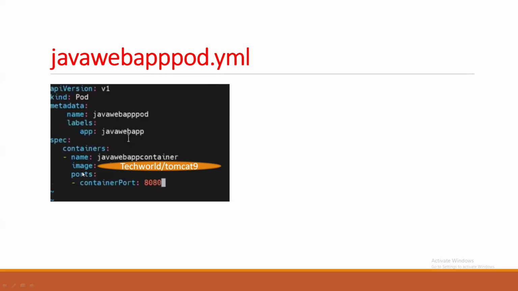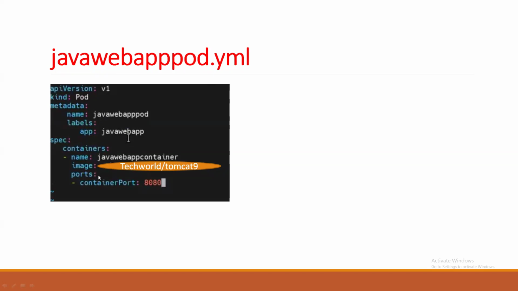Spec is the most important, guys. Kind, API, spec. Spec is nothing but specifications. In the spec we have the containers, we are running the containers. Name equal to Java web app container. Image, where you take the image from: Tomcat, from Tech World Harry 87, Tomcat 9.